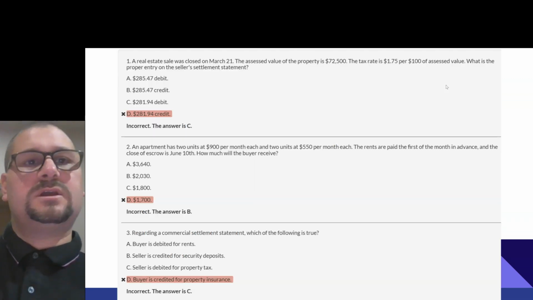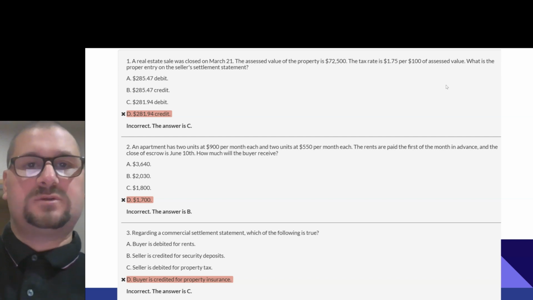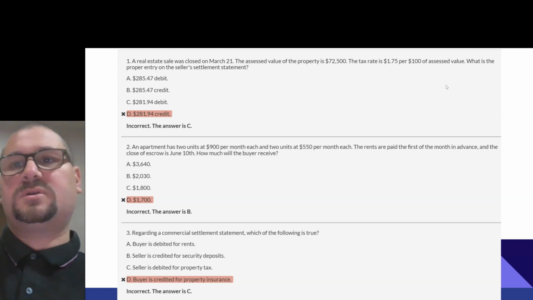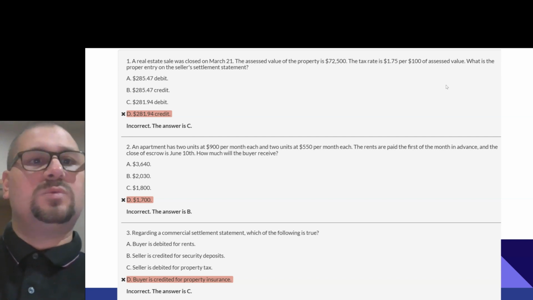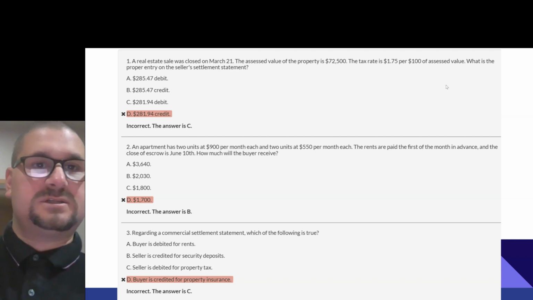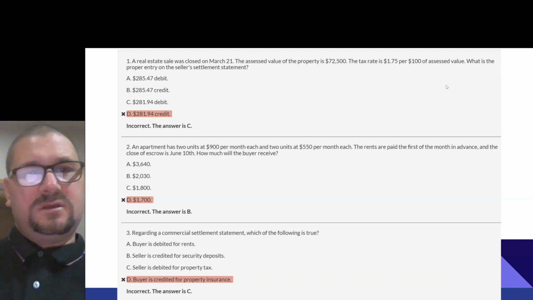Number one, a real estate sale was closed on March 21st. The assessed value of the property is $72,000. The tax rate is $1.75 per $100 of assessed value. What's the proper entry on the seller's settlement statement? So you're going to have to do some math. It is C, 281.24.